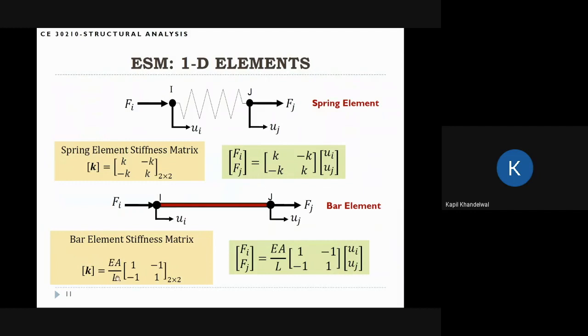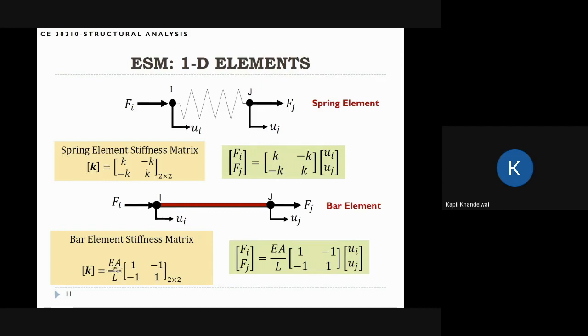It's practically similar to the spring element, and this is the bar element stiffness matrix, where in this case the bar has a uniform area. So the cross-section area of the bar is not changing, and we are assuming that the modulus of elasticity of this member is also not changing. So E and A are uniform along the length of the member. And this was the expression we derived in the class.